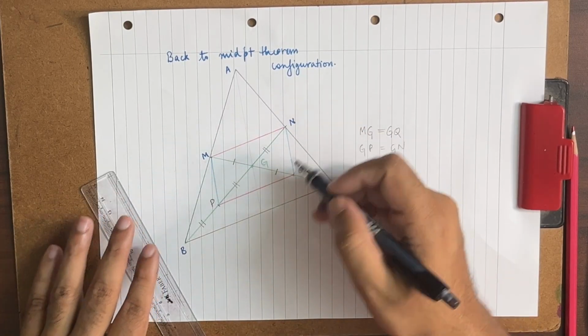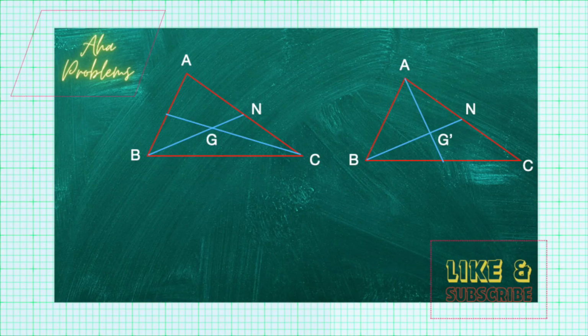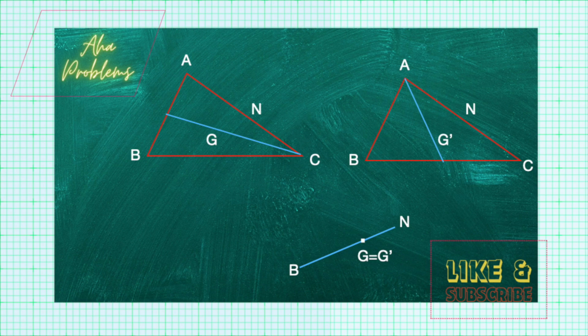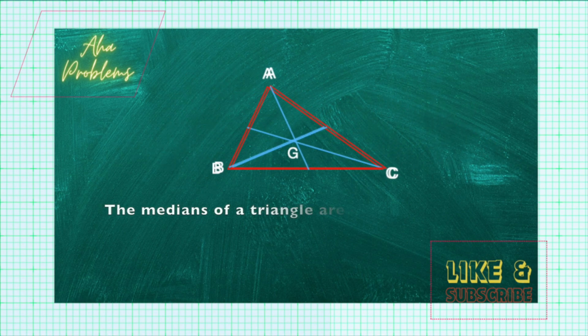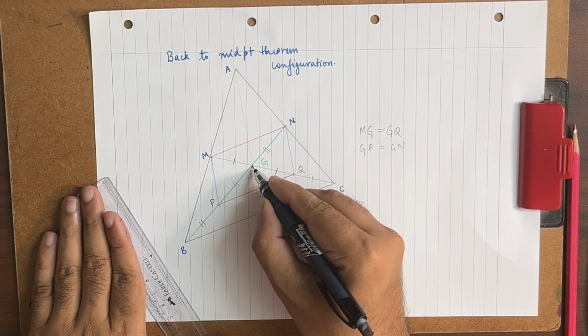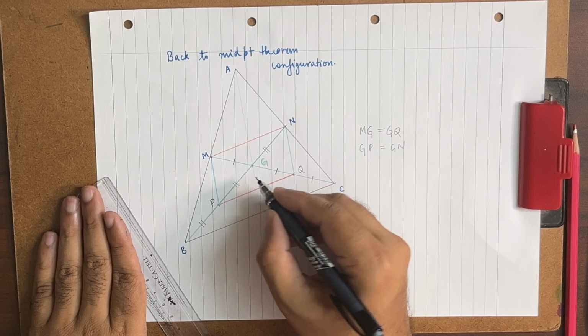Because you could have run this argument instead of with BC, with AB, and the point of trisection is unique, the one that divides in the ratio 2:1. The same point must also be trisecting this line here, this median. So therefore, we can prove from this argument that, because the point is unique, all three medians meet at a common point. And further, whatever this common meeting point is, it divides the median in the ratio 2:1.